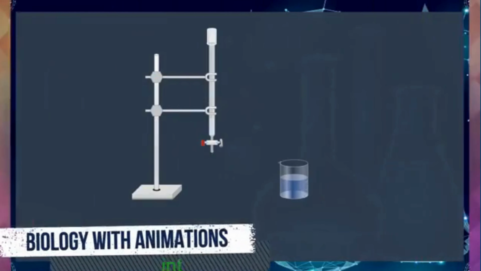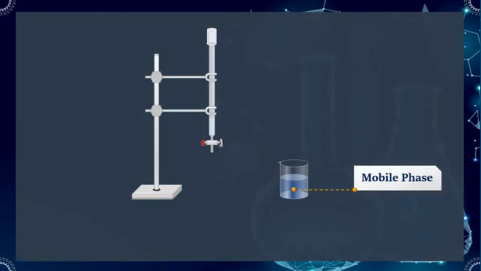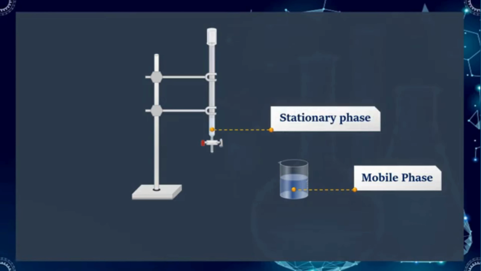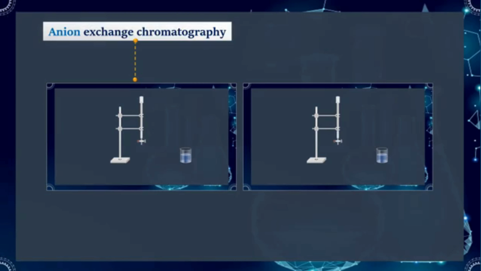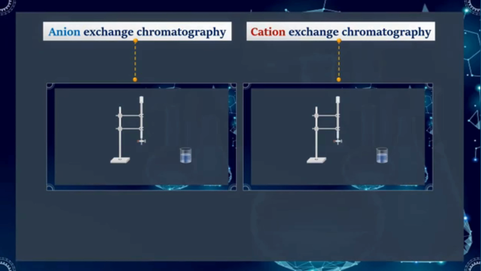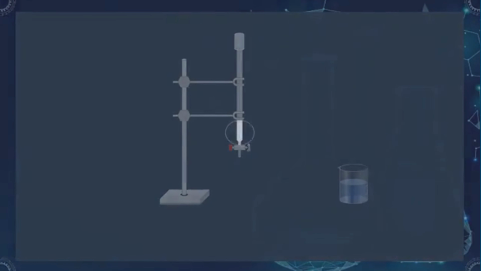A packed IEX column contains resin beads equilibrated with a buffer. The analyte mixture is introduced under conditions where some components possess a charge opposite to that of the stationary phase. For example, consider a cation exchanger. A divalent cation can displace a sodium ion because of stronger electrostatic interaction with the fixed sulfonate groups.